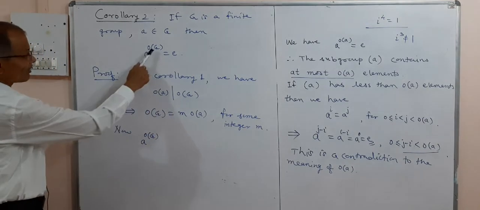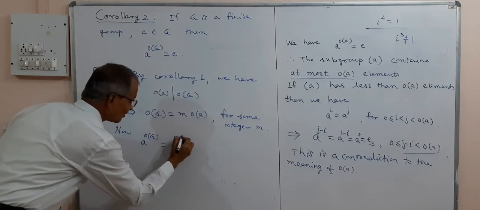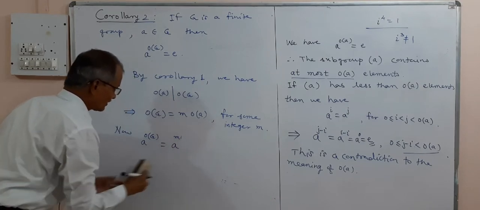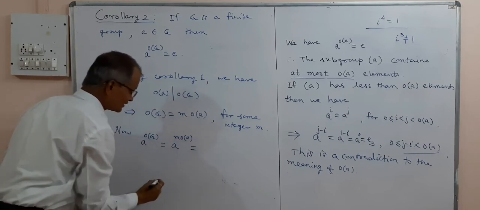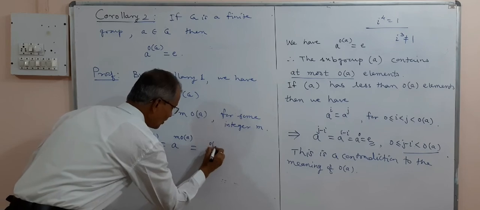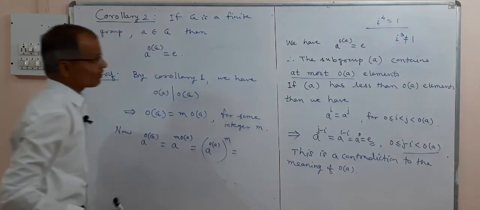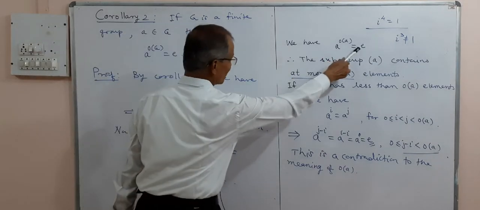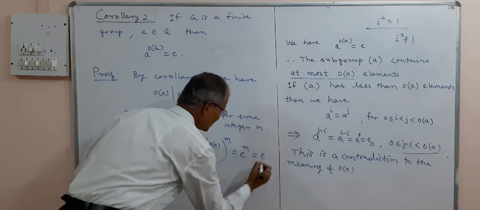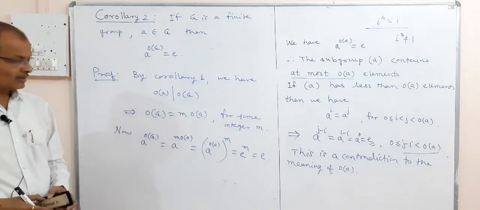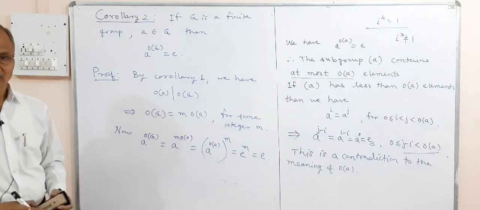And thus now a raised to order of G, this is a multiple of order of a. Now a to the power order of G will be a to the power m into order of a. See this, m into order of a, that is a raised to order of a, raised to m. But what is a to the power order of a? That is always e. So e raised to m, any power of the identity is the same as the identity, and this proves the corollary.